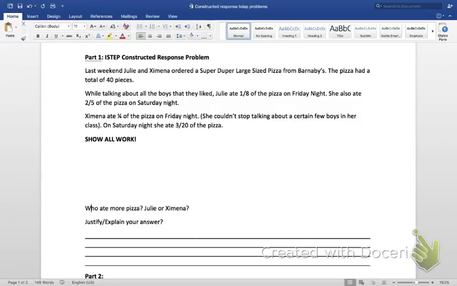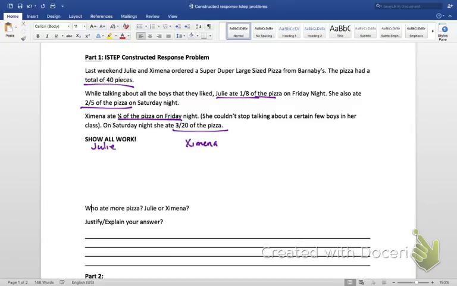So I know, first of all, a couple things. The pizza had a total of 40 pieces. That's important. All right. I also know that Julie, on Friday night, ate 1/8 of the pizza, and on Saturday, ate 2/5 of the pizza. Meanwhile, Jimena ate 1/4 of the pizza on Friday, and 3/20 of the pizza on Saturday. Now, all of those things are very important, but remember, we have to figure out who ate more. So I need to calculate the total amount that each person ate. So I'm going to do that. I'm going to start by saying Julie and Jimena. Okay? So, I'm going to show some work.